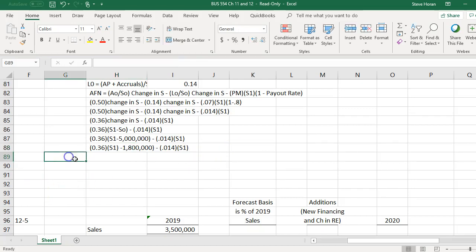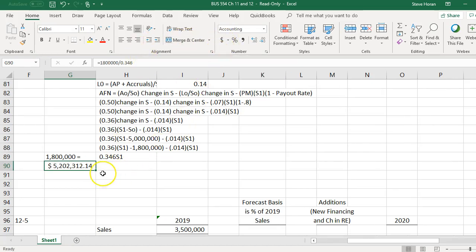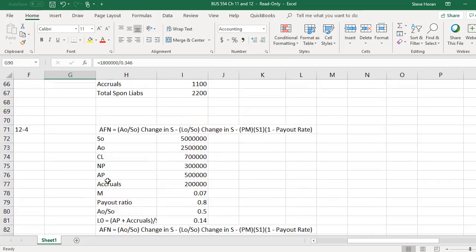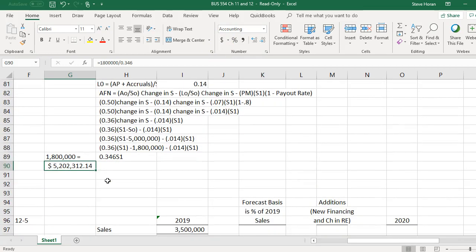Then on this side, I would have 1/8 equals, and on the right hand side, what's left over would simply be the 0.346 S1. As I simplify again, I divide the two numbers. If I take the 1,800 divided by 0.346, I get my answer, which is right here, 5,202,312. So that's the amount that sales can grow by.